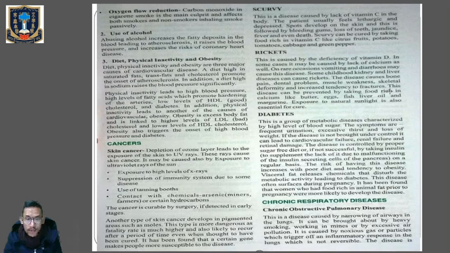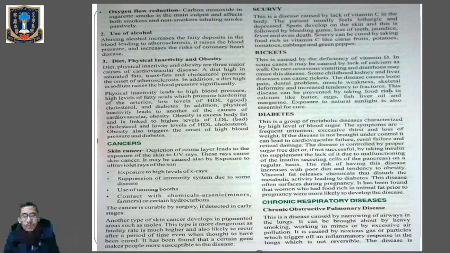Obesity is excessive body fat and is linked to higher levels of LDL, the bad cholesterol, in the blood. Obesity also triggers the onset of high blood pressure and diabetes. So these are the different causes of cardiovascular disease in human beings. Number 2 of the non-communicable diseases is cancer, which is mainly the abnormal proliferation of cells.